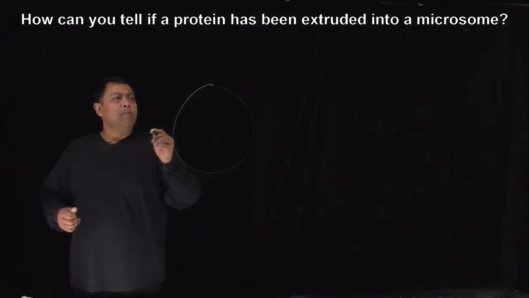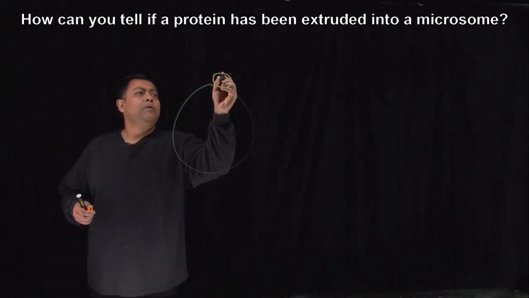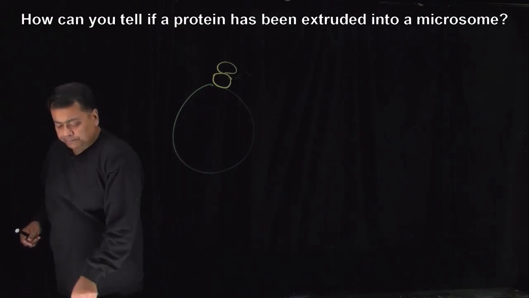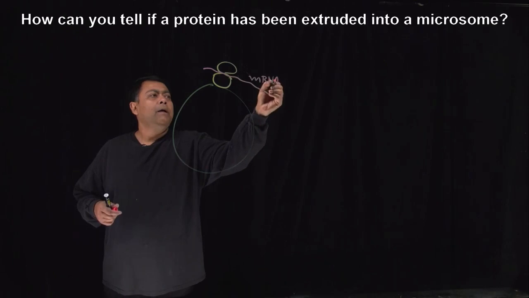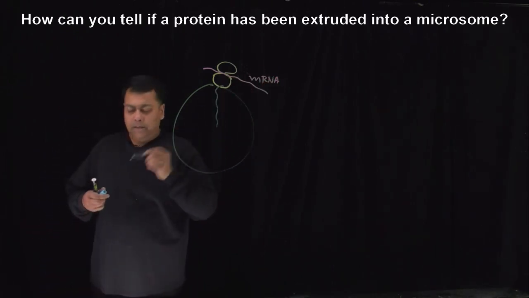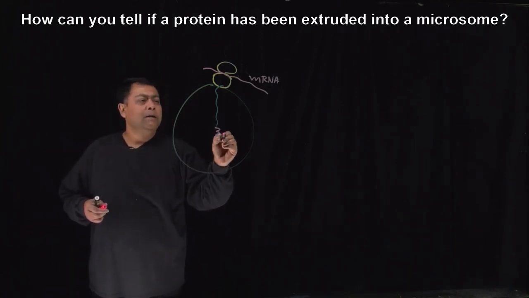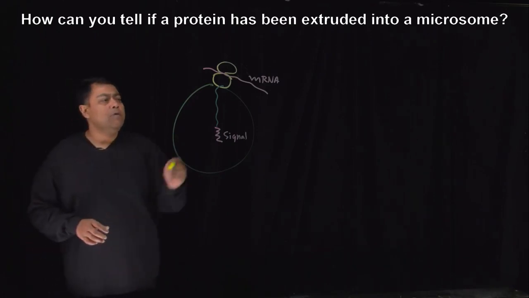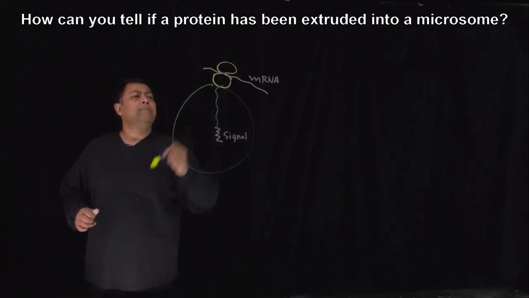This is a microsome, and on top of that, suppose this is the large subunit of the ribosome, the small subunit of the ribosome, and you have the mRNA right here, and the protein is translocated inside, which does have the signal peptide. So right here is the signal peptide. So how do we know that this protein is extruded inside the microsome?